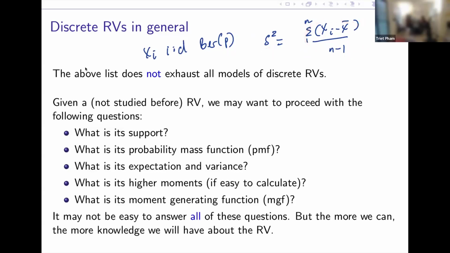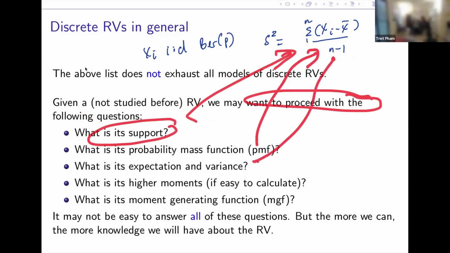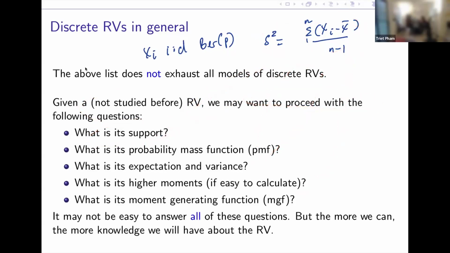So given a random variable not studied before, which happens a lot when you study statistics, you just have to start from scratch. What's the support? What values can it take? Can I write down a mass function? Can I find expectation and variance? That is what people always do with the sample variance. Can I calculate higher moments? Can I find its moment generating function?